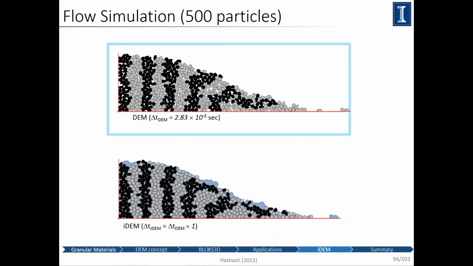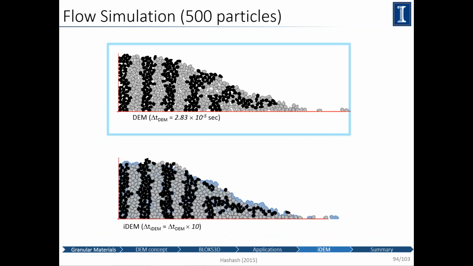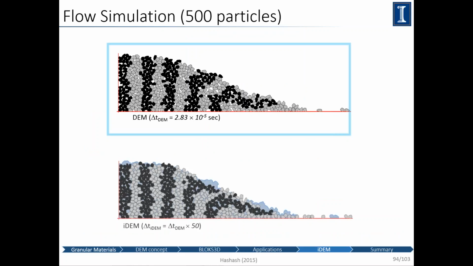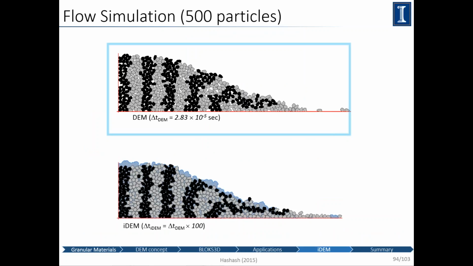Now, then we look at the particle flow. The blue background behind shows the DEM, which for us is the reference solution. And the front one shows what we have with the IDEM, this much faster. If this is 10 times, you can see it's doing well. This is an order of magnitude. This is 50 times, 100 times. I still have a pretty reasonable shape. I can go 100 times faster and still get a pretty reasonable shape.